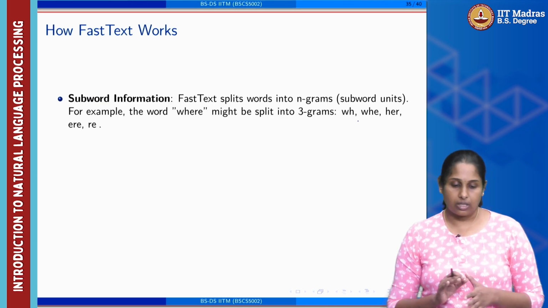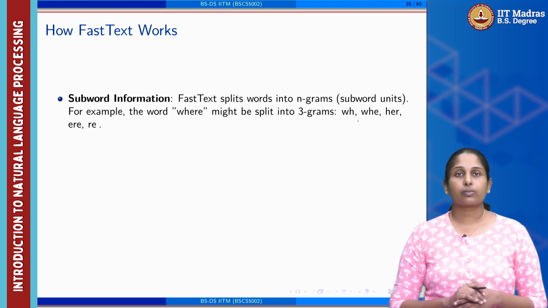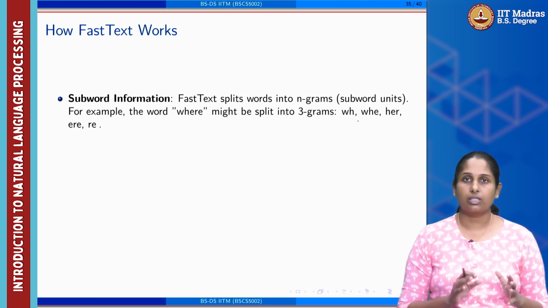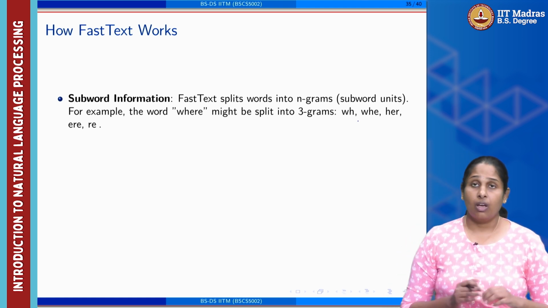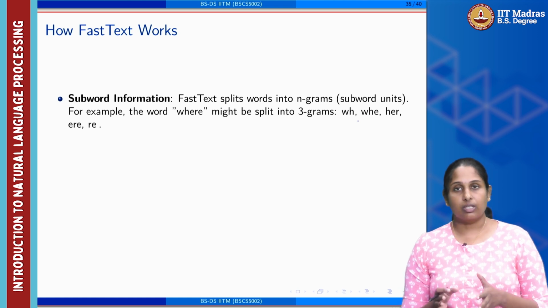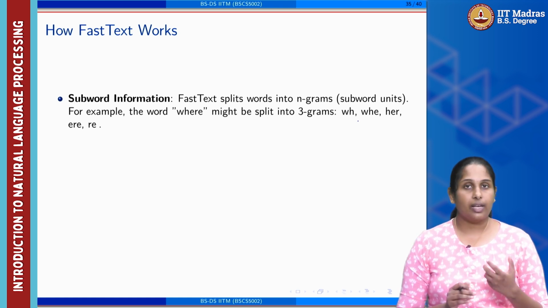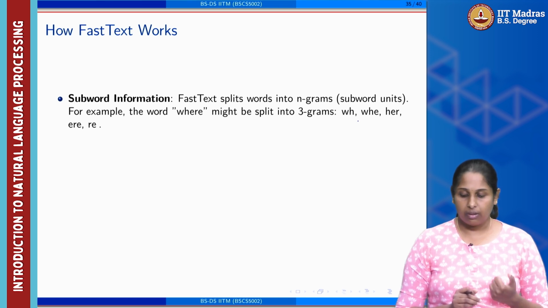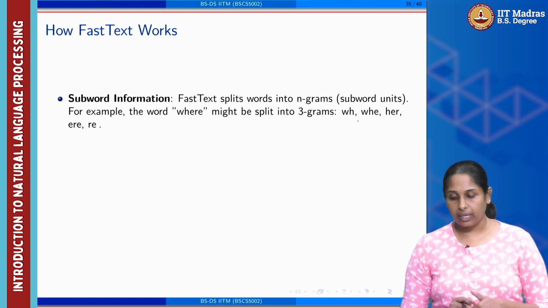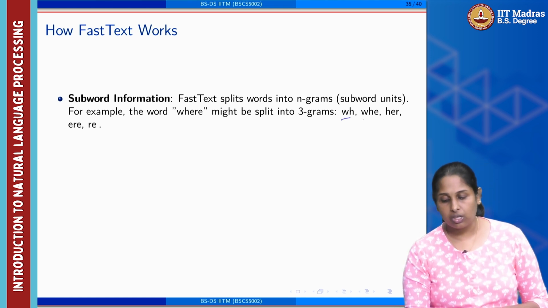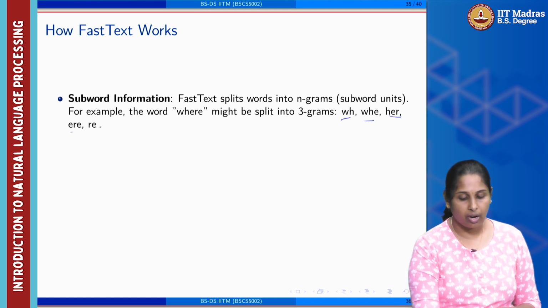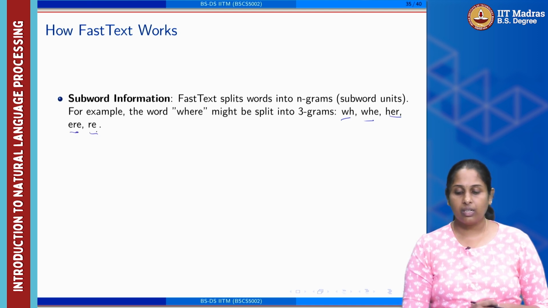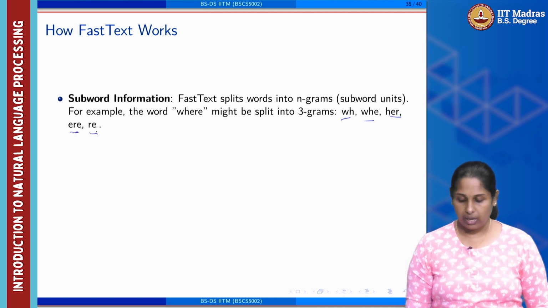So, how does FastText work? Let us start with subword information. FastText splits words into n-grams. They are nothing but subword units. For example, the word where might be split into 3-grams, something like WH, WHE and HER, ERE or RE, right. So, it can be split in any way.